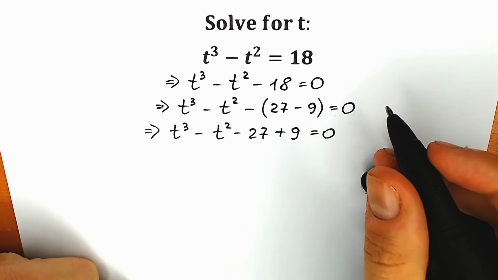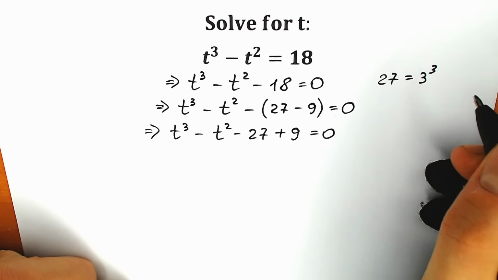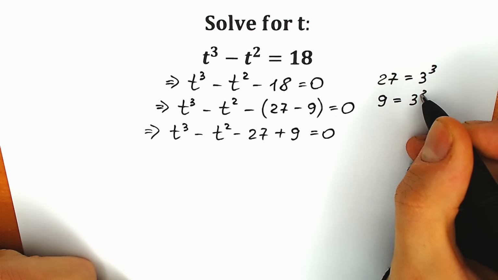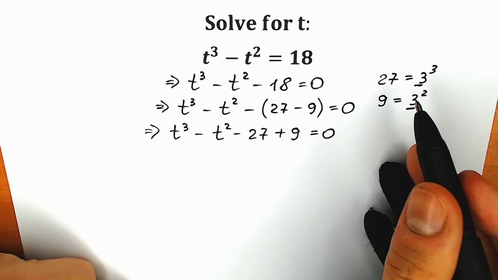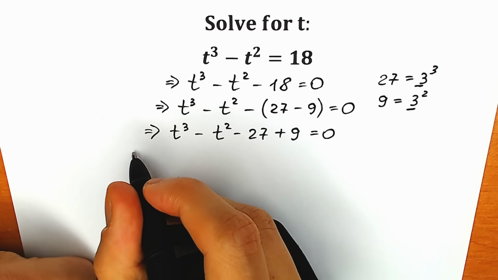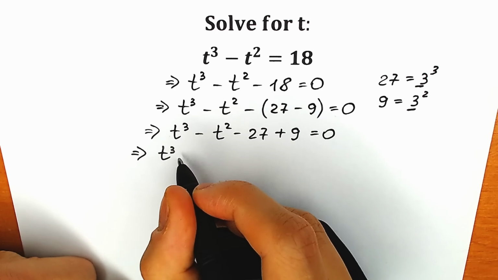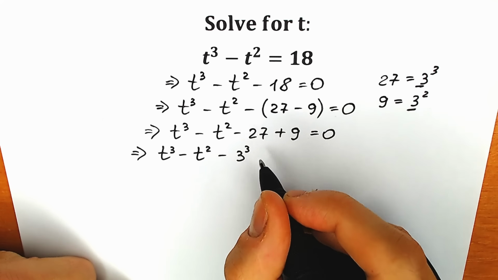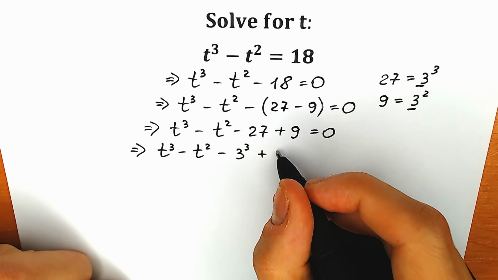Because 27 can be written as 3 cubed. We can express this as a cube, and 9 can be written as 3 squared, and it's really great because we have absolutely the same base. So let's use these expressions, 3 cubed and 3 squared. So instead of this 27 we write 3 cubed. So t cubed minus t squared minus 3 cubed, and plus, instead of 9 we write 3 squared.